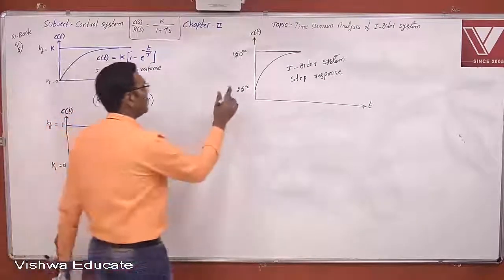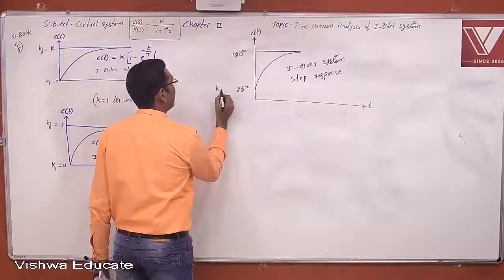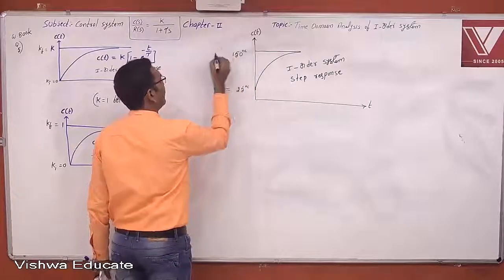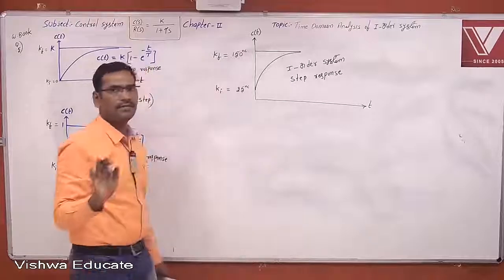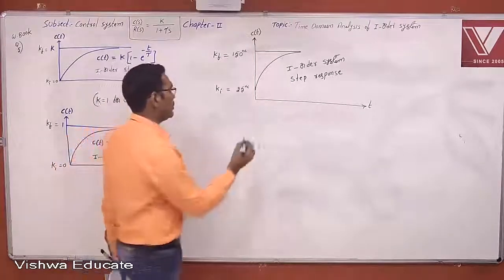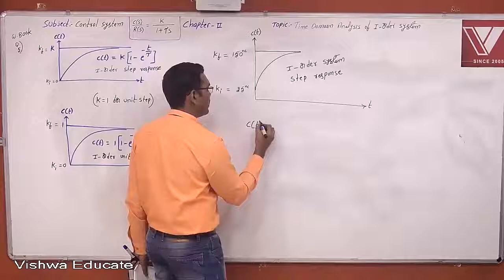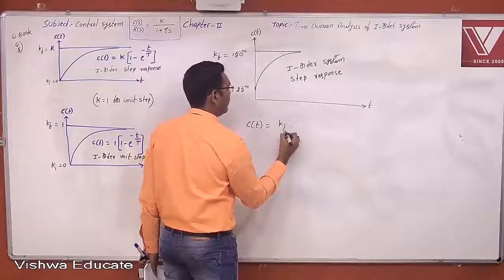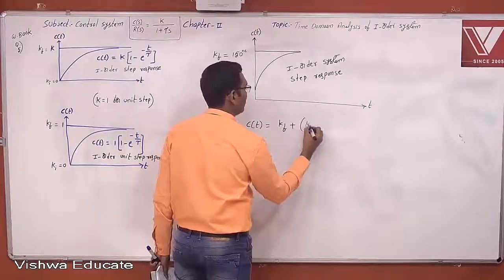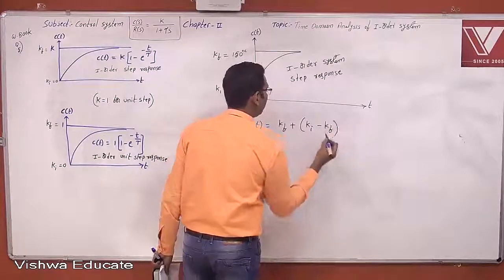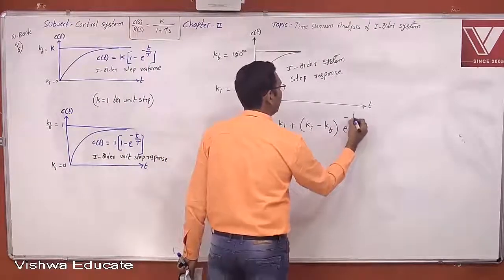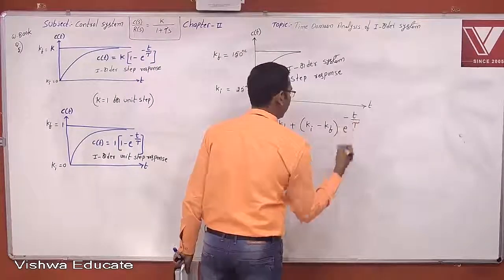But here the initial value is not 0. It starts at some level and goes to some other level. Therefore, this is the response of the first order system not starting at the rest position. Then that step response is represented as final value plus initial value minus final value into e power minus t by tau. Same one time constant, first order.